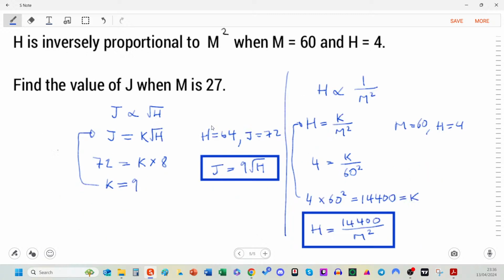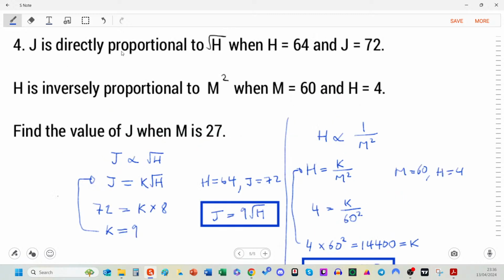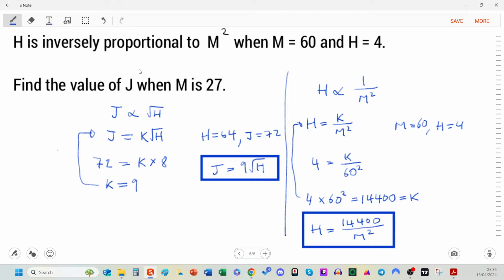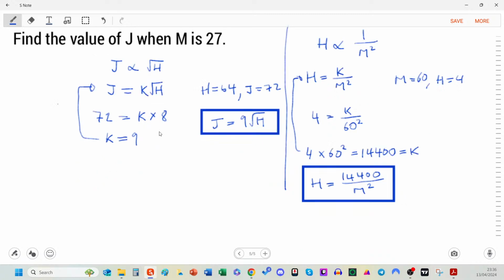And then we're left with something different than when we started. This was the question. This is where we are now. We seem to have 2 equations, and my golly, we can work with equations better than words. And we need to find the value of j when m is 27.